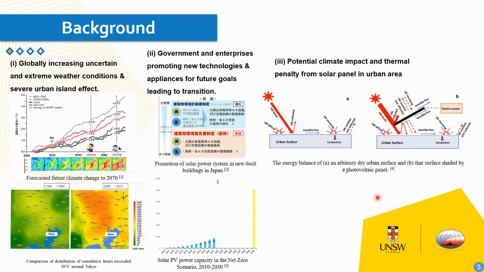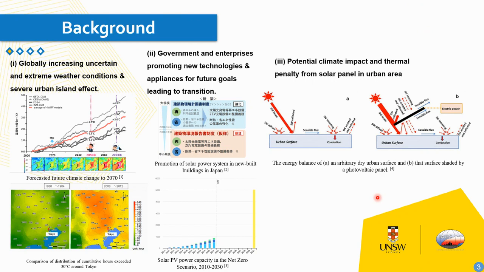The first point is that increasing global uncertainty and extreme weather conditions have been observed in recent years and are expected to be more severe in the future. Considering the urban heat island effect, the bottom figure shows the extreme hot weather that happened in Tokyo 30 years ago and 30 years later, now, and this shows an increasing urban heat island effect in the Tokyo area.